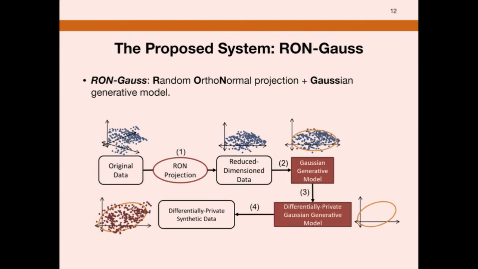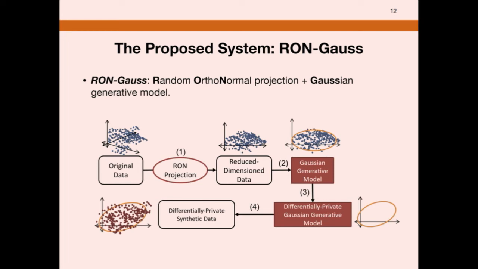Now, what is RonGauss? RonGauss, the full name is random orthonormal projection plus Gaussian generative model, hence the name Ron, which I'll refer to a few times. So Ron is random orthonormal projection. Here is a schematic of the system in a flow, at a high level.